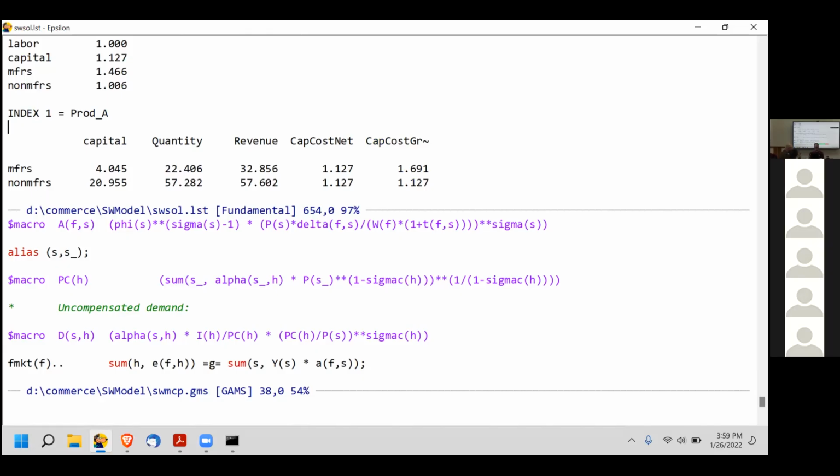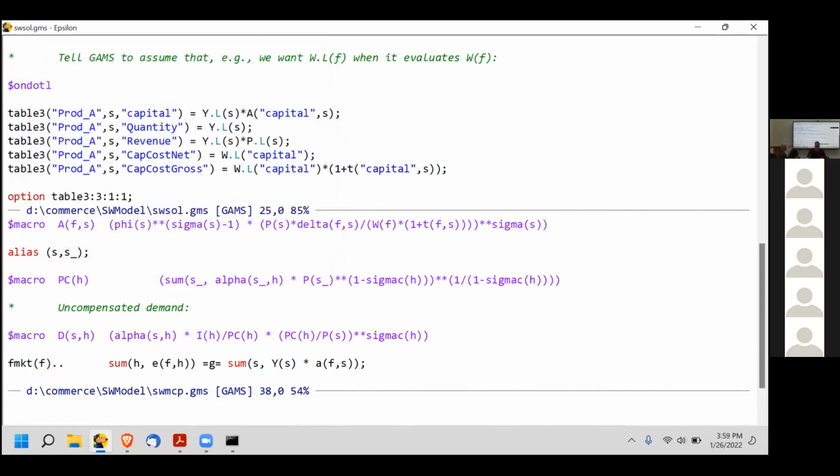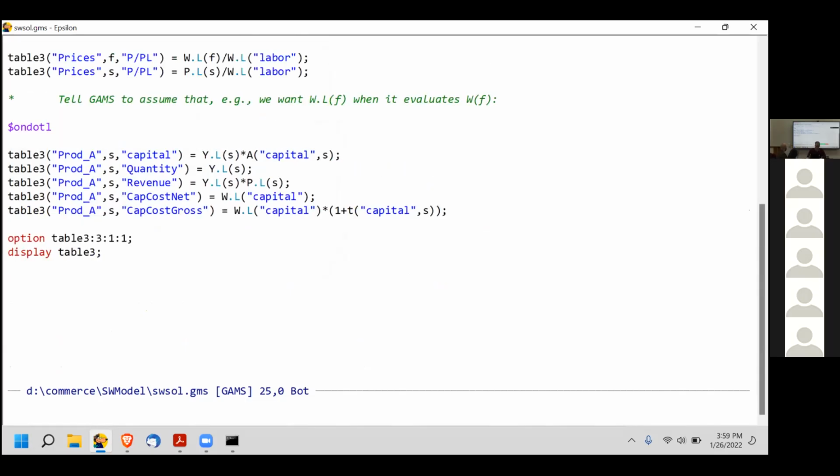Can you go back to the other window? Sure. Okay. Actually, yeah, show that whole, go all the way up.